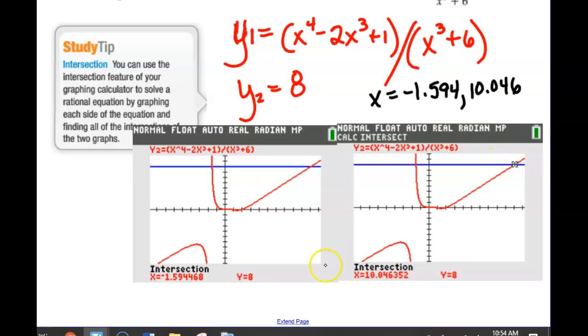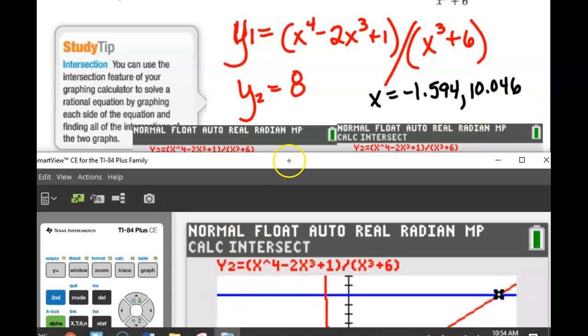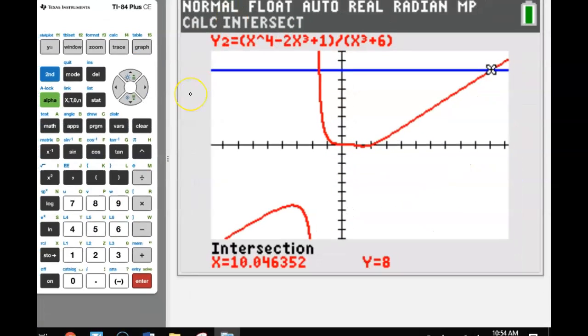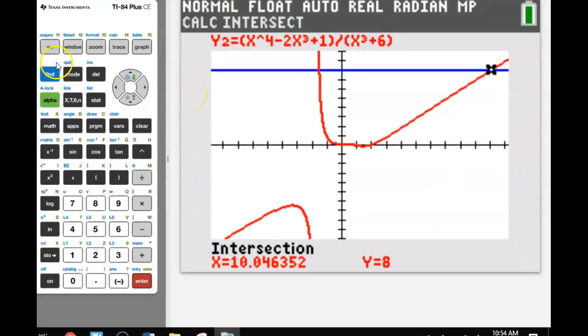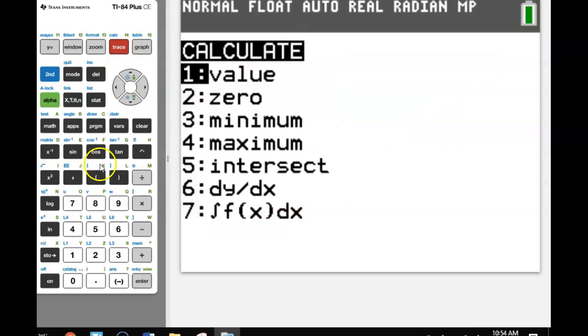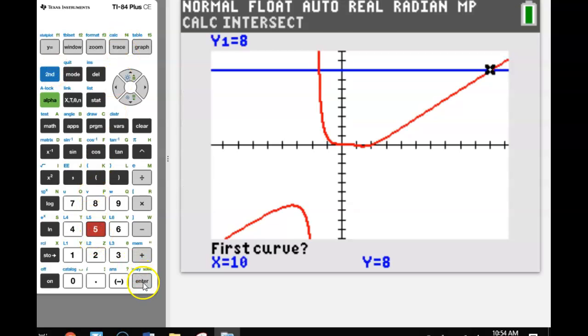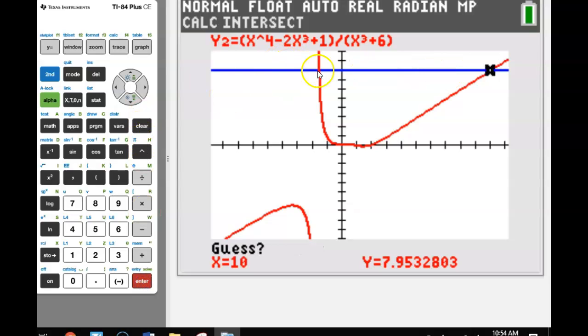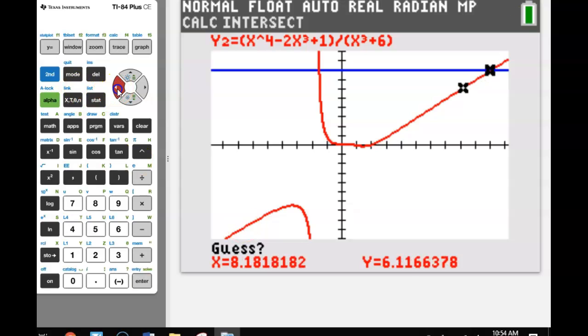When it says guess on your screen, you have to scroll over to where the other one is. If you just keep hitting enter, it'll stay at the same one. So you go second, trace, intersect, go ahead and hit first curve, second curve, that's fine. But if I want to find the other one, when it says guess down here, then I need to scroll over and hit guess when it's on the second one. Yep. Even if it's close, it's just got to be closer to the second one than the other one, whichever.